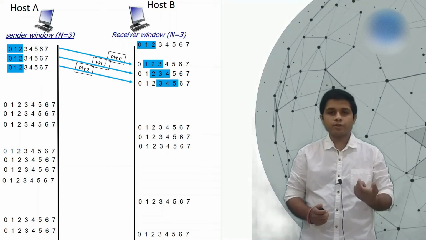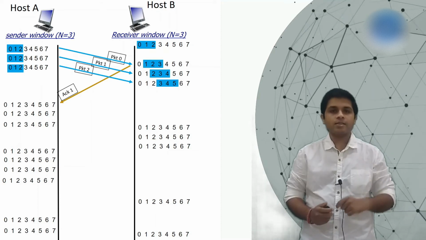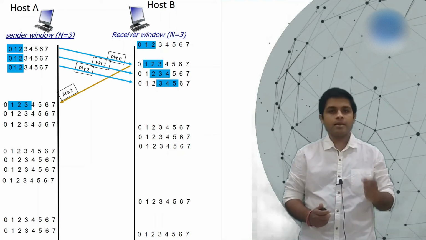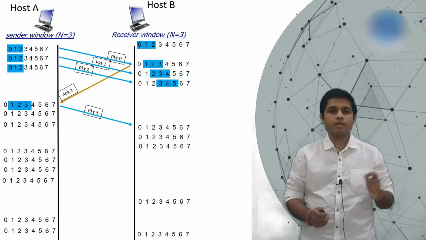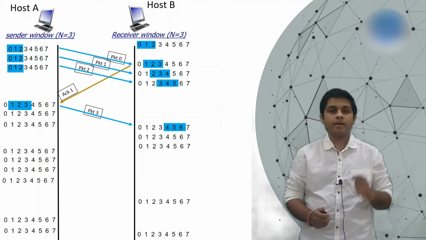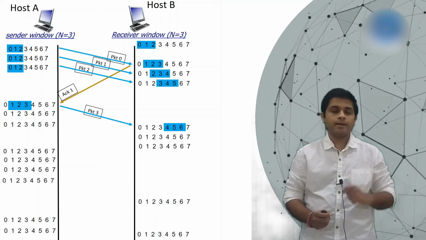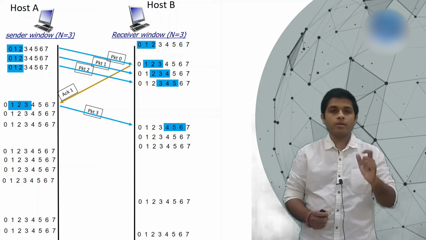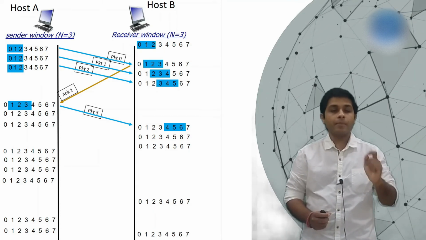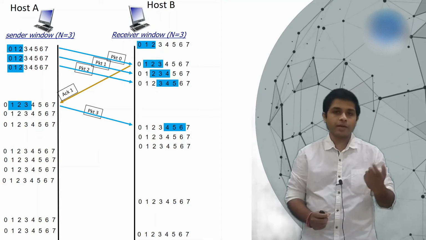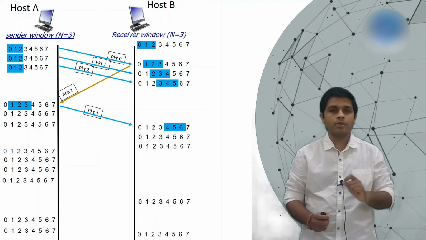B will send the acknowledgement. For packet 0, it will send ACK 1. As A receives ACK 1, the window will slide and A will send the next packet, which is packet 3. As B receives packet 3, the window will slide, and after some time A will receive the acknowledgement, and the window will slide. Now the current position of A's window tells us how many packets are in transmission and those packets are not acknowledged. So 1, 2 and 3 are in transmission currently and those are not acknowledged.